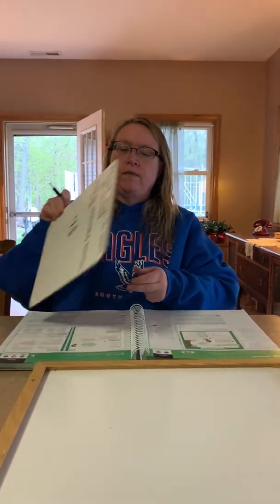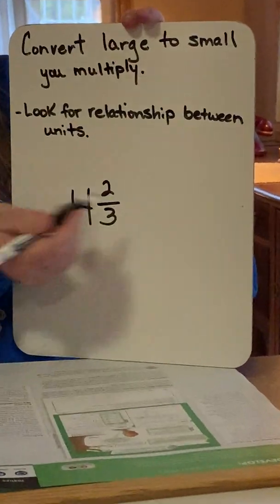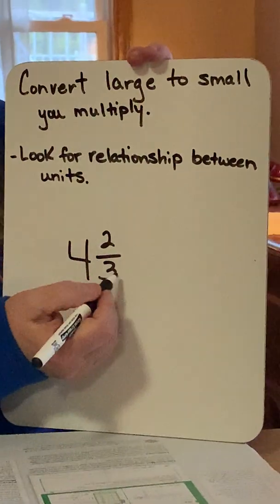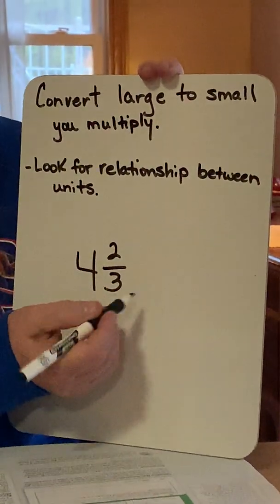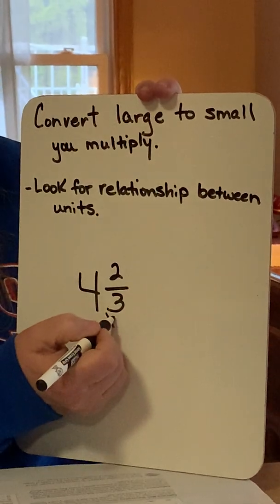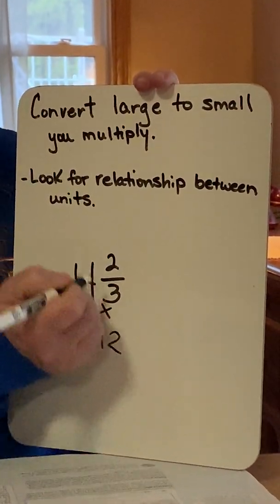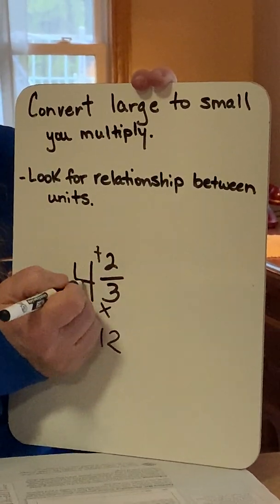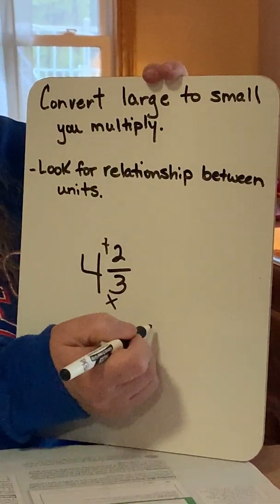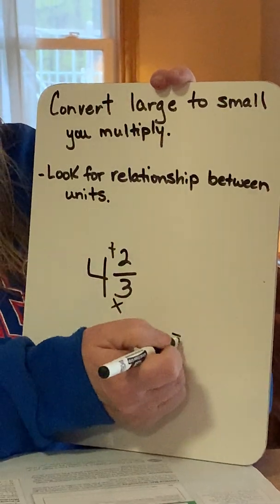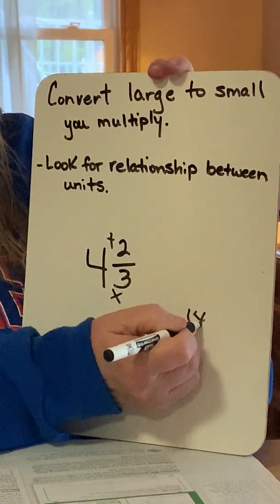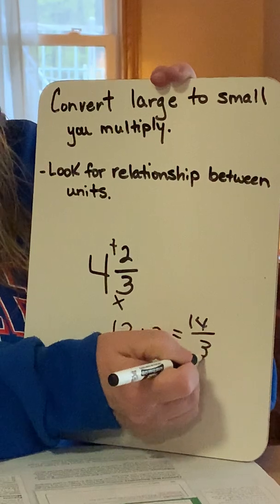To change your mixed number into an improper fraction so you can multiply, you will multiply 3 times 4, you get 12, and then you add the 2. So it's going to be 12 plus 2, which is going to be 14 over 3.